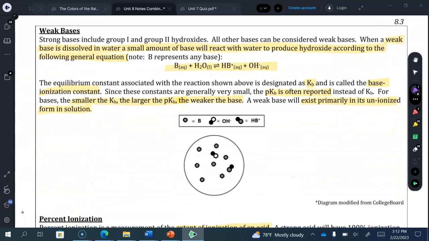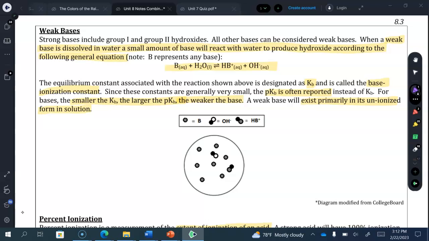Looking at weak bases, we have strong bases, which are group 1 and 2 hydroxides, excluding beryllium and magnesium hydroxide. All other bases are considered weak. When a weak base is dissolved in water, a small amount of the base will react with water to produce hydroxide according to the following general equation. Note that B represents any base, not just the hydroxides.